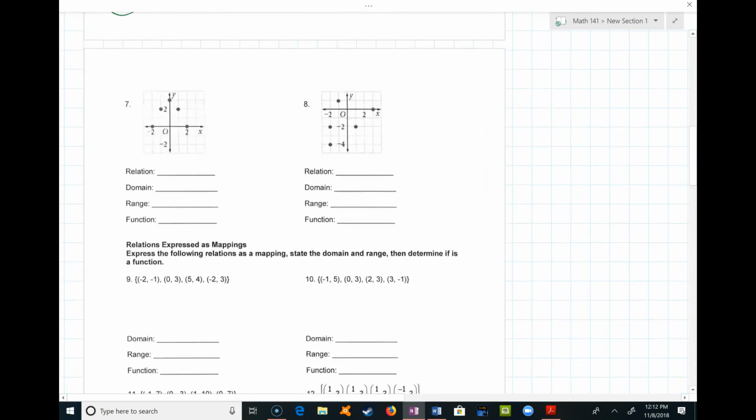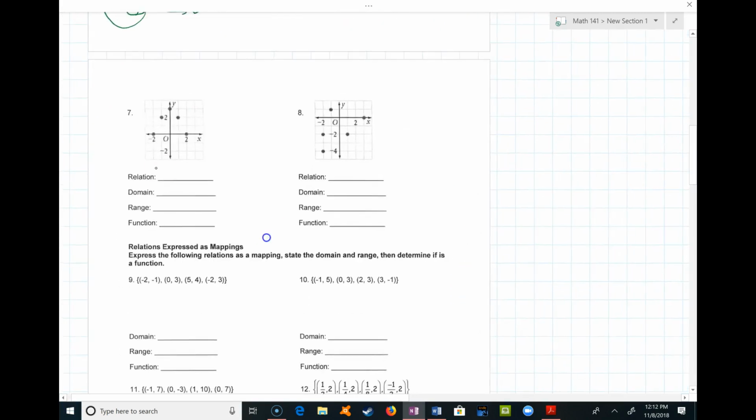So here's another example. Looks like what's related is -2 goes with 0, and -1 goes with 2, and 1 goes with 2, that point right there, and finally 2 goes with 0.